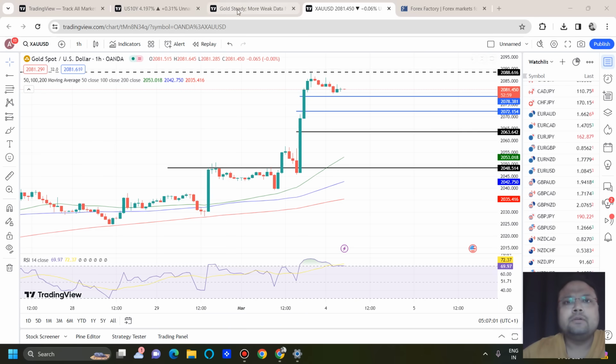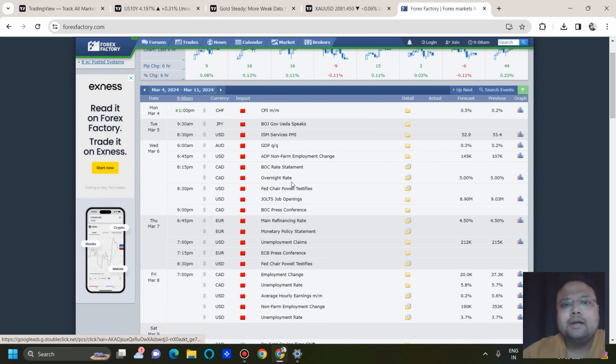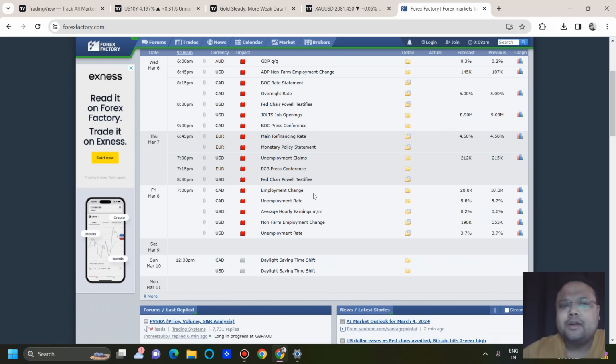If we go through the market sentiment, you can see gold steady, more weak data needed for rally to extend further. And if we look at the economic calendar, market is talking about the next big event, which is coming on Friday, that is NFP. If you are a forex trader, you must know that the first Friday of every month is very important because of the NFP and the volatility in the market. NFP is a big event, and NFP also gives a direction to the market.